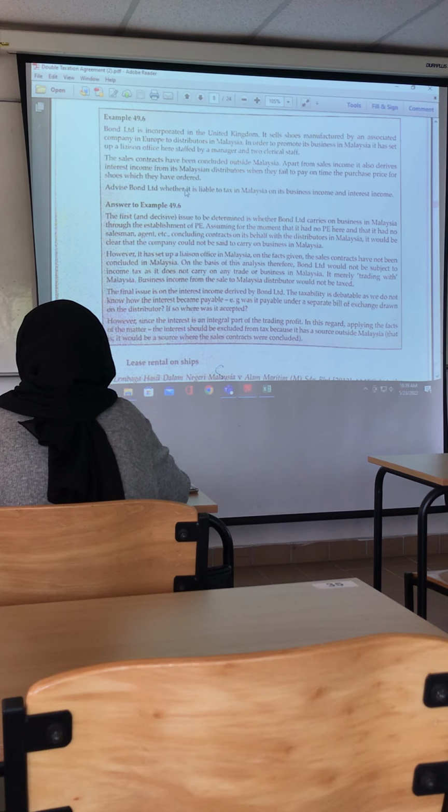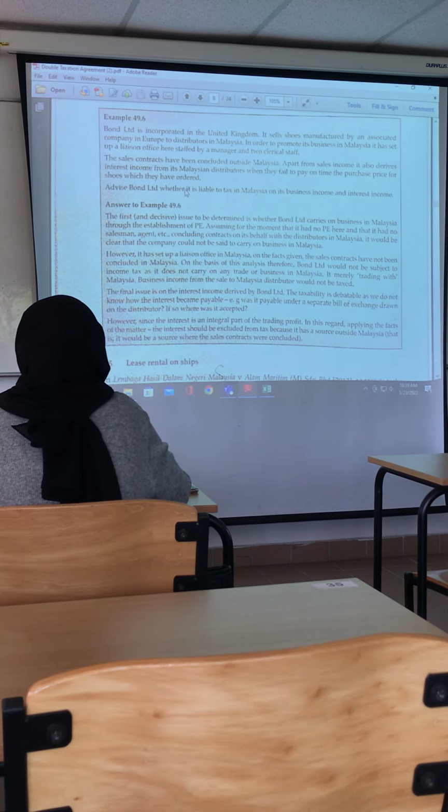But based on this, there's no further information about the interest, right? How the borrowing of the money was arranged. Was it payable under a separate bill of exchange drawn on the distributor, or how is it accepted? Since the interest is an integral part of the trading profit in this regard, applying the facts of the matter, the interest should be excluded from tax because it has a source outside Malaysia. That is, it will be the source where the sales contract was concluded.